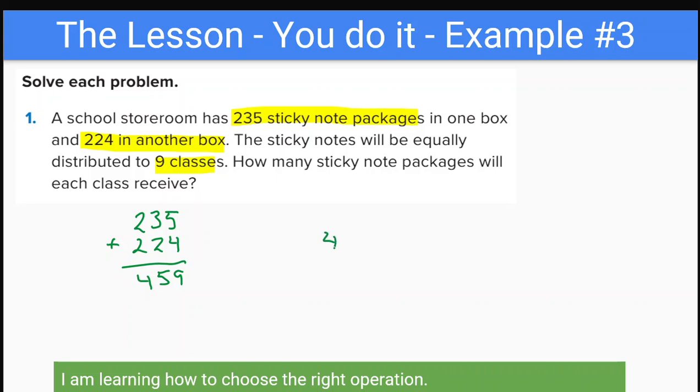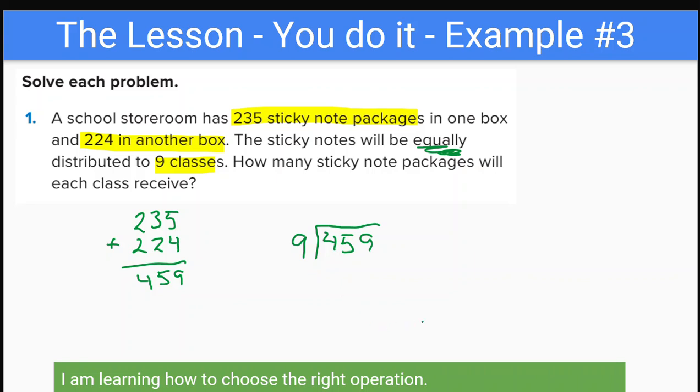So then they want to take 459 and divide them up among 9 classes, so divided by 9. They want it to be equal though. They want to divide it up equally. So if there's any left over, they're not going to hand them out, right? So take 459, divide it up among 9 classes, and see what you get.